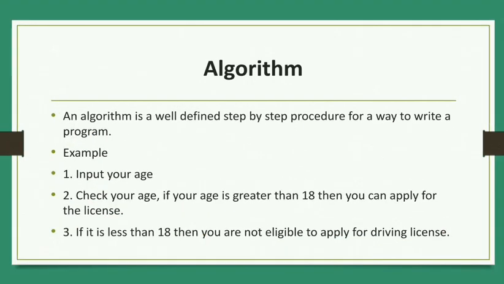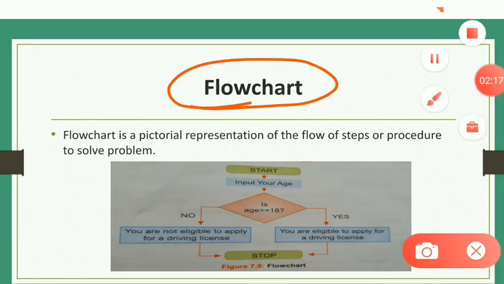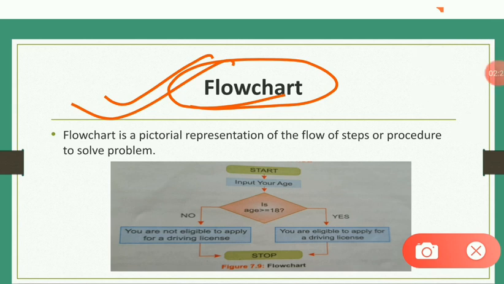Next heading, that is the flowchart. A flowchart is just a pictorial representation of a solution in a step-by-step manner. If you have written some algorithm and you want to show that algorithm or solution in a pictorial manner, at that time we need to use the flowchart. With a flowchart, a person can understand more easily as compared to the algorithm.